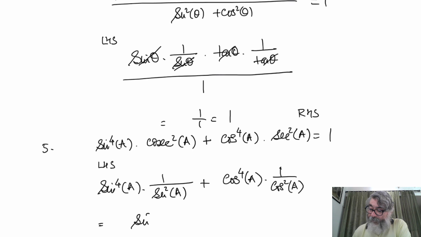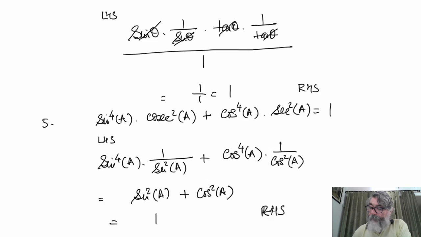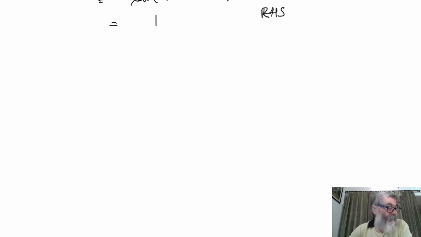So it will become what? Sine to the power 4 divided by sine to the power 2 will leave sine square a, and it will leave plus cos square a. Sine square a plus cos square a is always 1, which is the right hand side, which you wanted to prove.